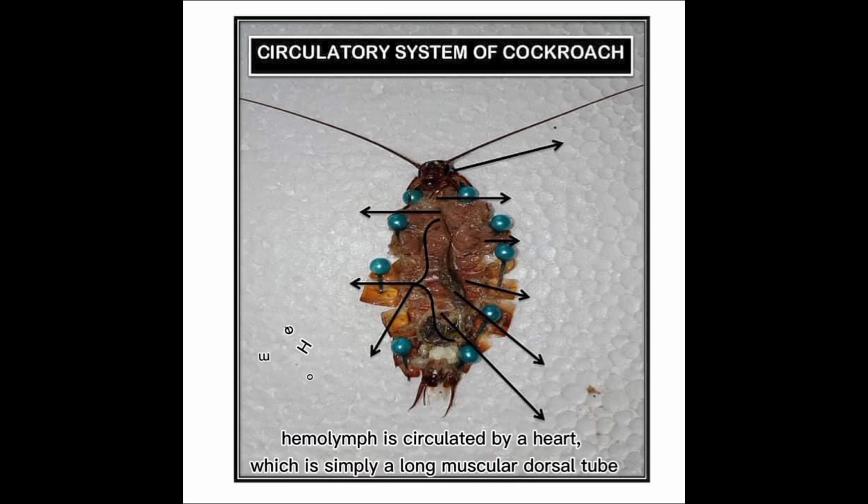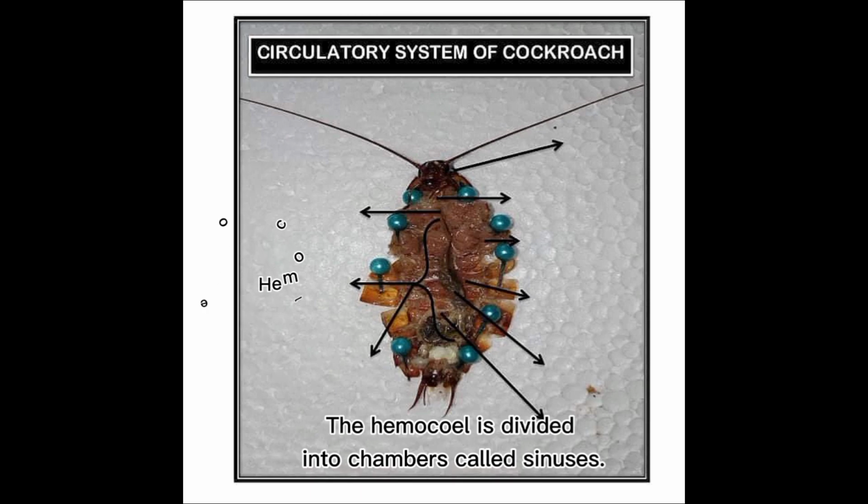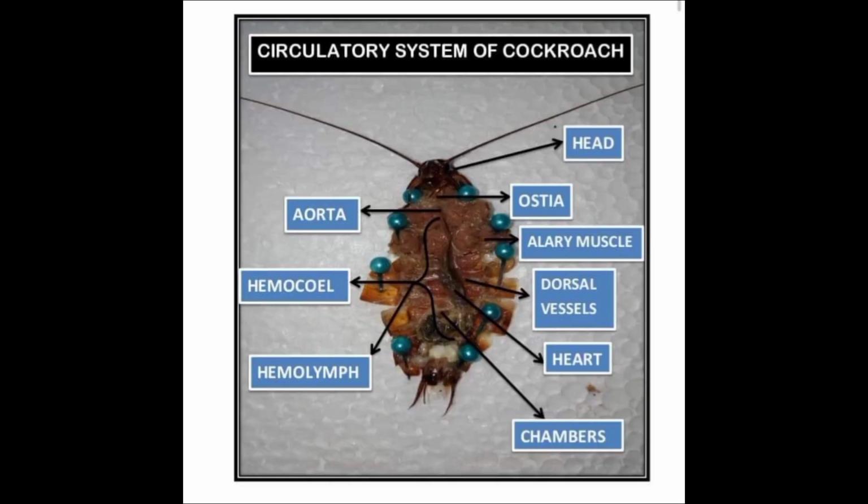Hemolymph is circulated by a heart, which is simply a long muscular dorsal tube. The hemocoel is divided into chambers called sinuses. The aorta, or conducting vessel, extends forward through the thorax. And these are all the parts of the circulatory system of a cockroach.